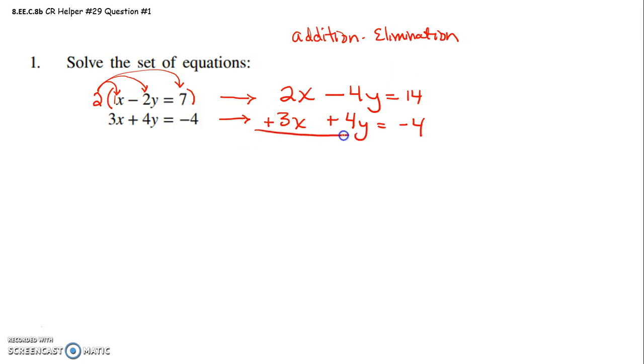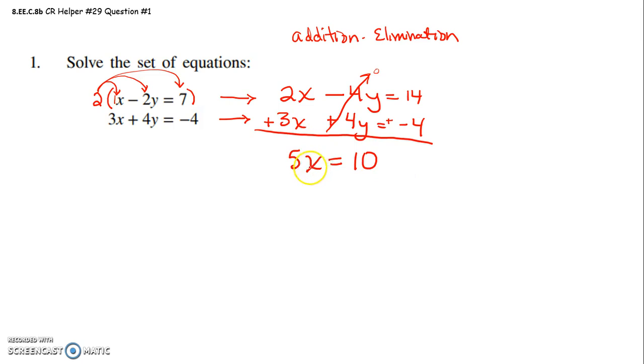So what I'm going to do is add these two equations together to eliminate one of the variables. 2x plus 3x is 5x. What's minus 4y plus 4y? Oh, minus 4y plus 4y zeroes out. Yay! That's what I wanted to do. I wanted to get rid of one of my variables. Equals, on this side, 14. You can either think of it as plus a negative 4 or 14 minus 4, and that's 10. Now I have an equation with just one variable.